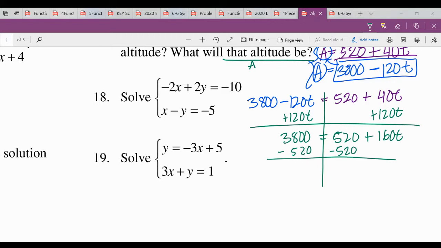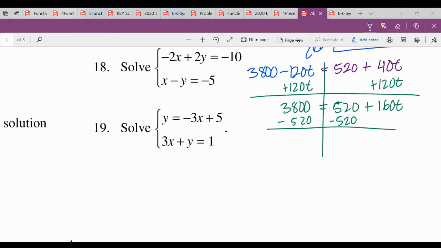I still want to isolate t, so I'll subtract 520 from both sides of the equation. Then 3,800 minus 500 is 3,300, minus 20 is 3,280. And that is equal to 160t. My final step is to divide both sides by 160. So that's 3,280 divided by 160 to get 20.5. So that means t is 20.5.